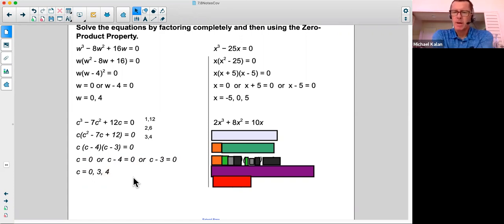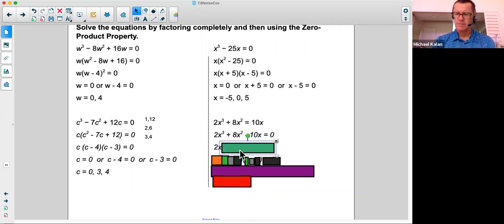Okay, what's different about the bottom right than the other 3? Yeah, we have not set equal to 0. We have to get these set equal to 0. That's the only way you can use the zero product property. So subtract 10x, take out your GCF. What's the GCF here? Be careful.